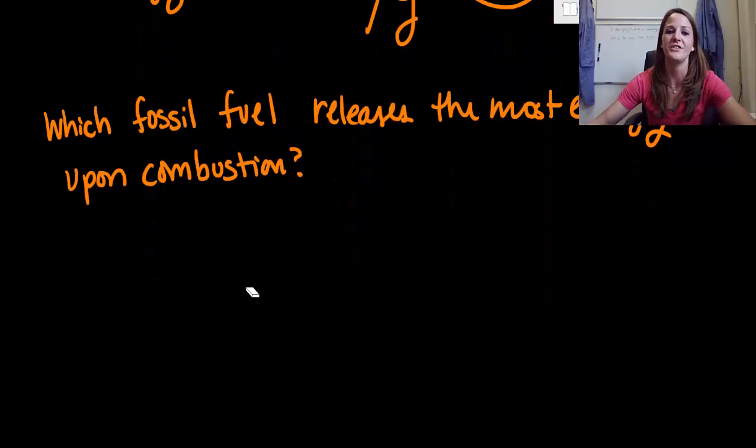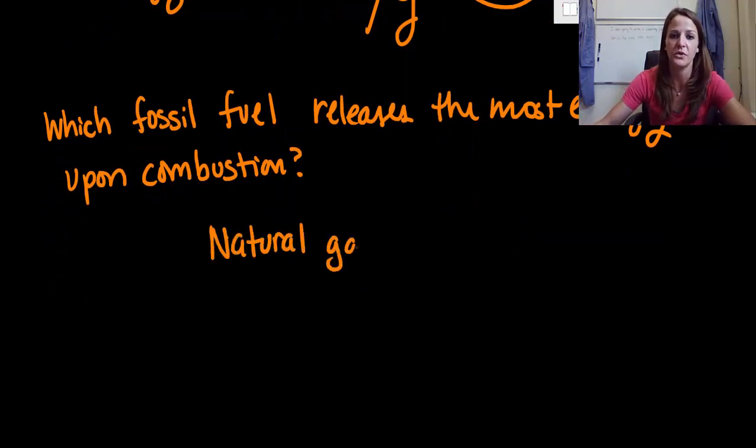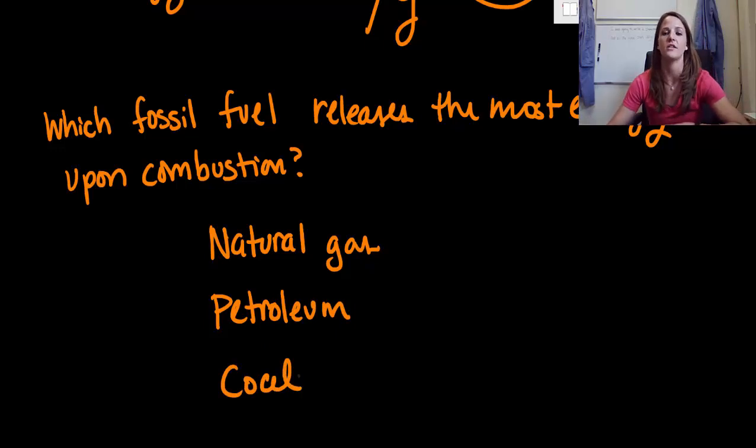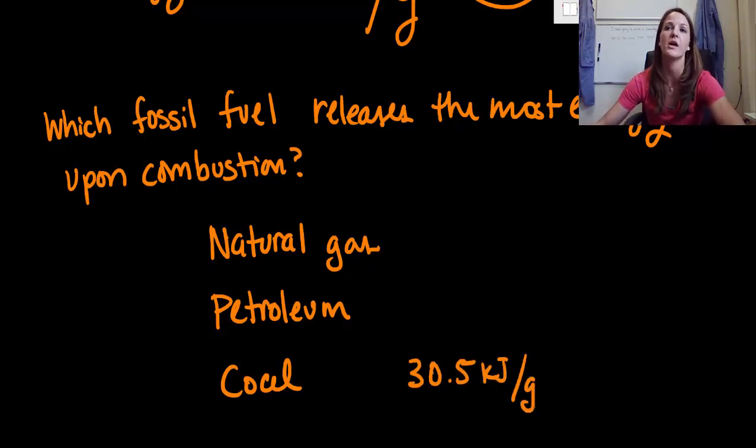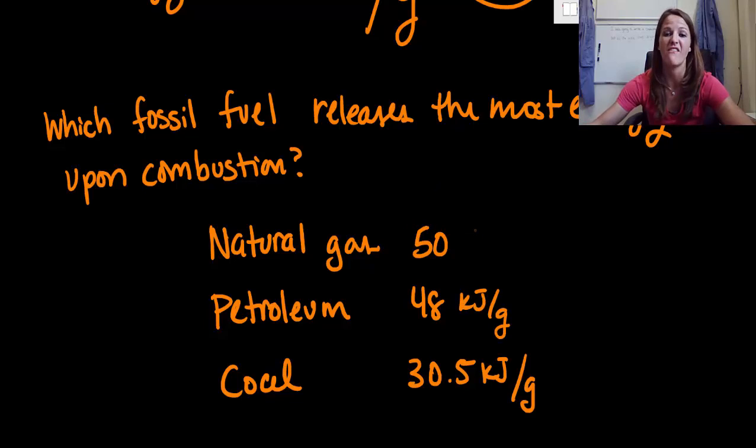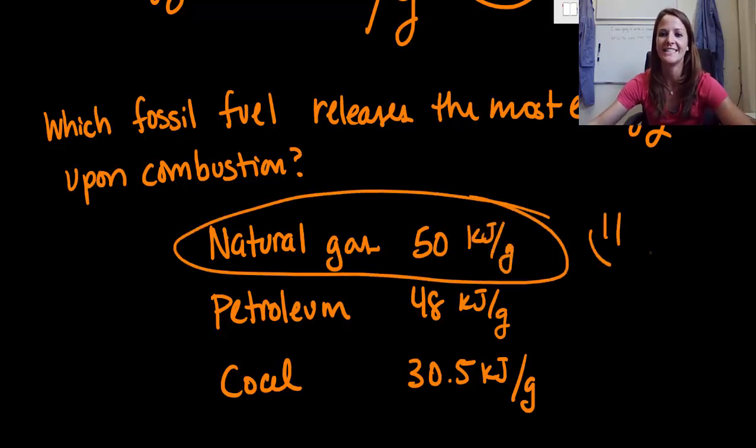All right, did you get an answer? Hopefully you did, but just in case you didn't, let's review. Our three fossil fuels: we have natural gas, that's your fossil fuel in the gaseous state. We have petroleum, that's your fossil fuel in the liquid state. And then we have coal, that's your fossil fuel in the solid state. Now coal, the best version, anthracite, gives us about 30.5 kilojoules of heat evolved per gram burned. Petroleum is closer to 48 kilojoules per gram burned, and natural gas comes in at about 50 kilojoules per gram. So natural gas is the clear winner here.